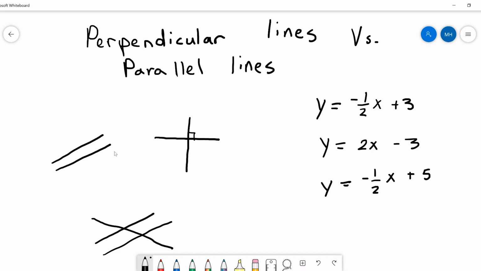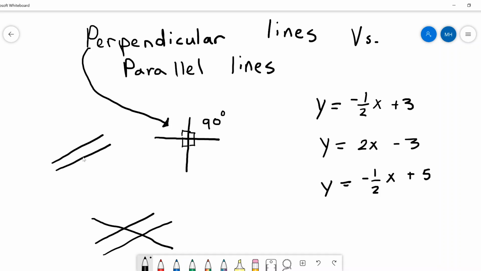So first things first, perpendicular lines are going to look something like this, where they cross and create a 90-degree angle at each of these quadrants. So it's a perfect cross or a perfect intersection. You can see this usually in roads that you drive on, things like that. You'll see that they perfectly intersect at a 90-degree angle. Those are perpendicular lines.